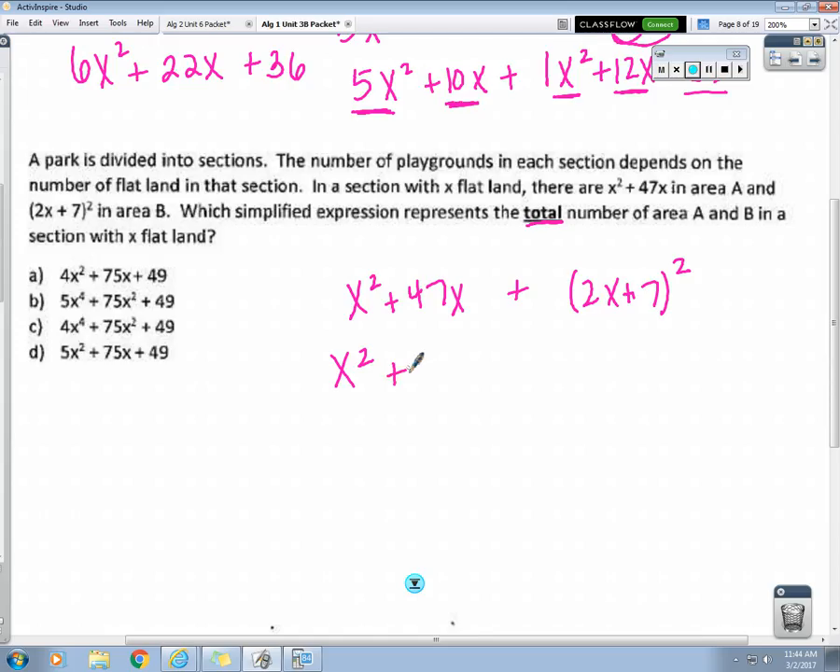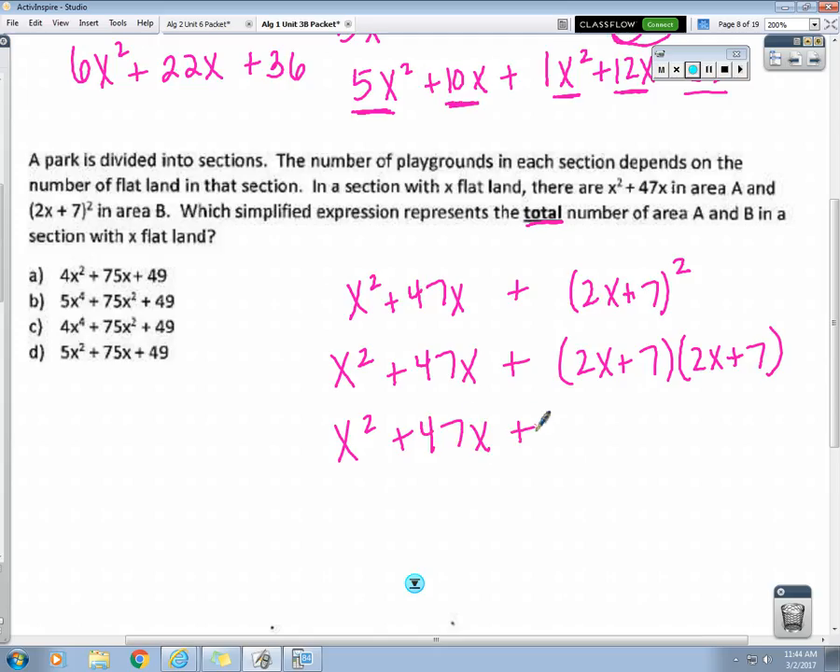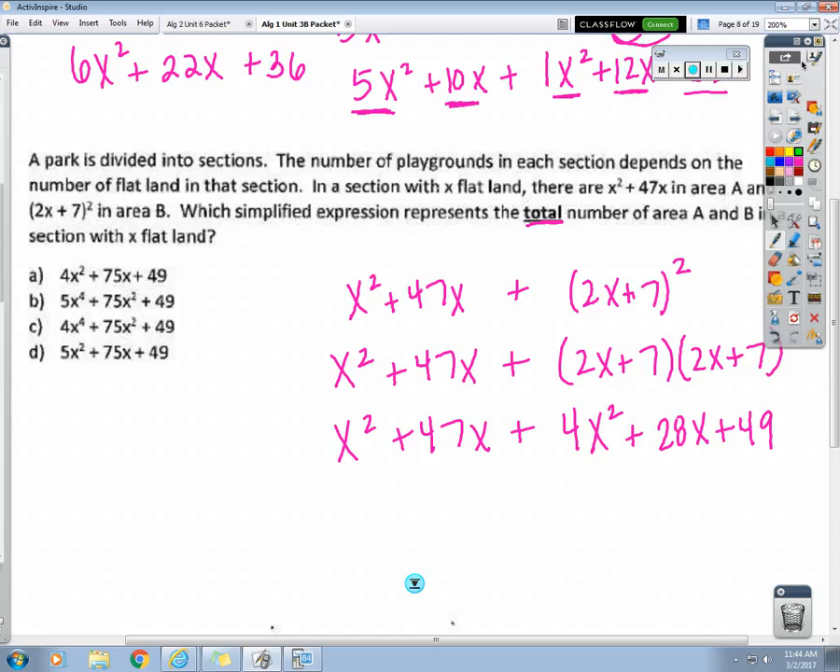So over here we can't do anything yet. But over here, since it's squared, you can write that out twice and then distribute it. Well, let me write this first. When you distribute that, you'll get what? Right, it'll be 14x plus 14x, which is 28x. Plus 49. Right. So now we're ready to combine the like terms.